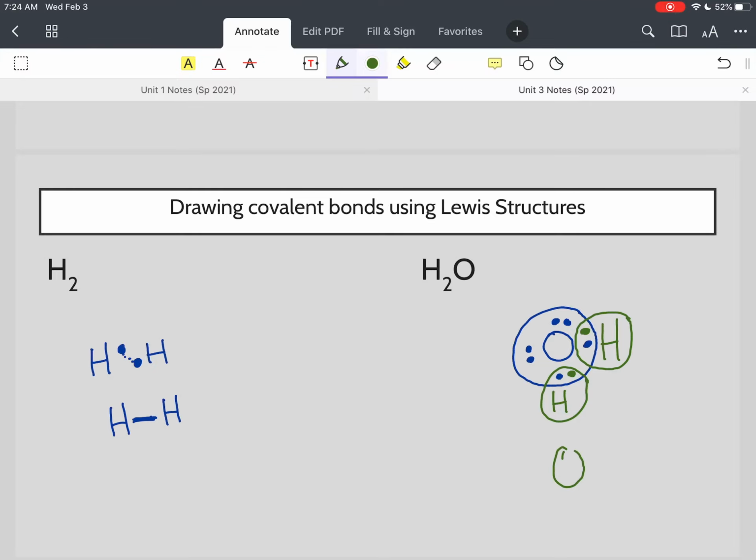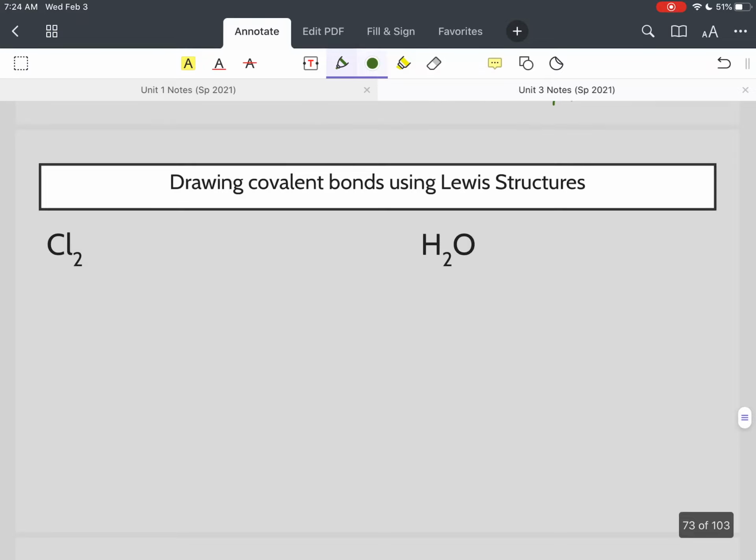So the way that we can write this, if you want to write it like this, that's okay. If you want to write it like this, that's okay too. You just have to make sure you show your other electrons as well. So I can use a line where they're sharing, but I still need to draw my other single dots.